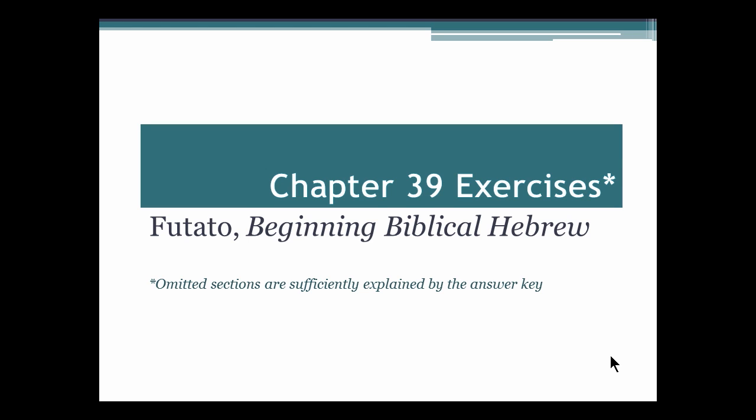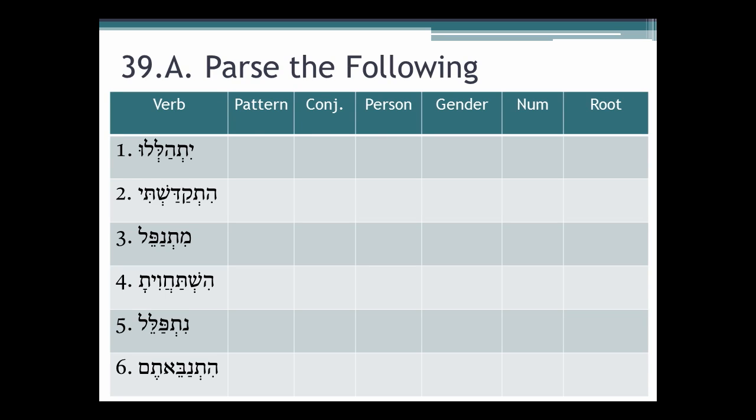These are the exercises for Futato chapter 39. Section A, parsing. Number 1, yithhallelu. We've got the yod prefix, we've got the yith prefix. Here's our lemma, halal. We've got a yith prefix.